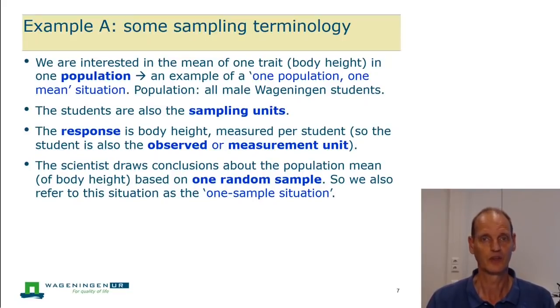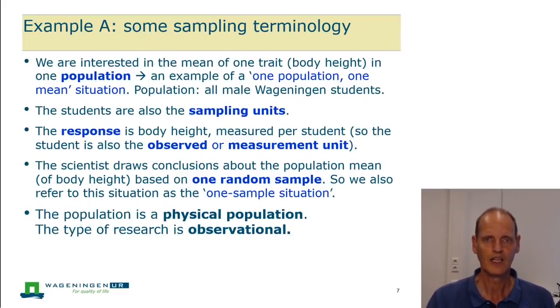In this case we draw conclusions about the population mean of body height based on one random sample. So we also refer to this situation as the one sample situation. And the other way to refer to it is one population, one mean. The population is a physical population and the type of research is observational.